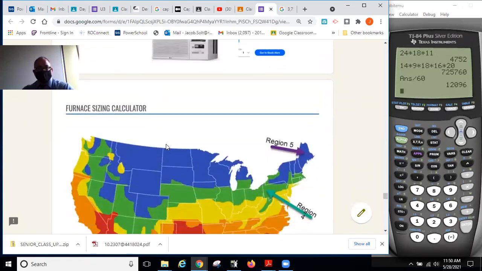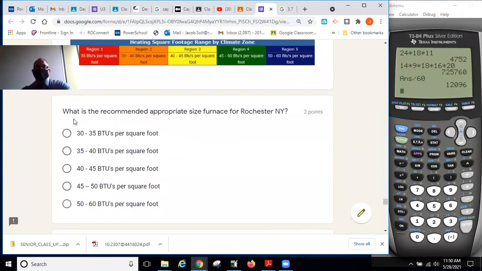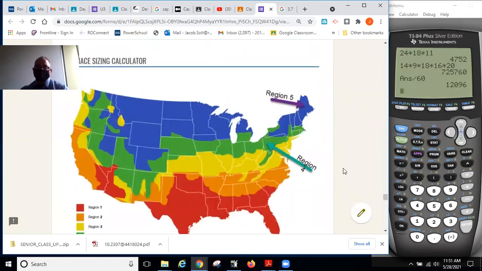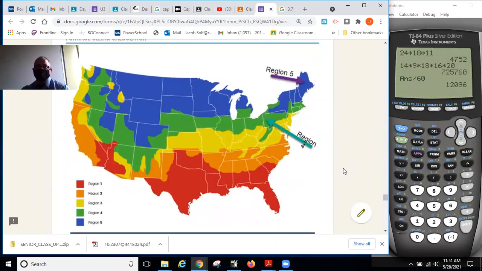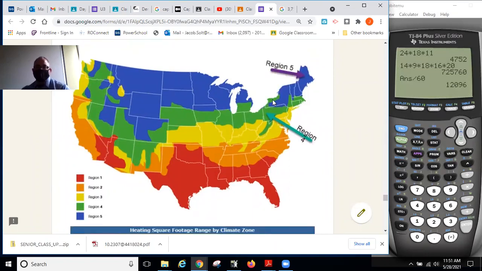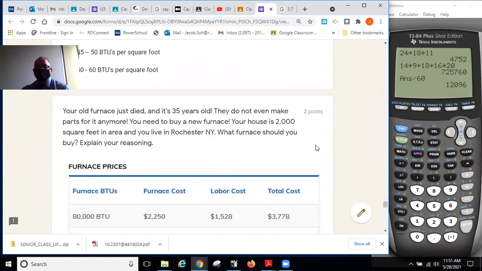You're going to do that problem on your own. And then what else are you going to do? You're going to answer the question, what is the recommended appropriate size furnace for Rochester? You're going to use this map to correctly choose a furnace size for Rochester. We are in region 4, in the green. In case you didn't know that, Rochester's here. For those of you who aren't into geography, this is New York, and this is Rochester right here. I just can't take these things for granted, Mr. K.